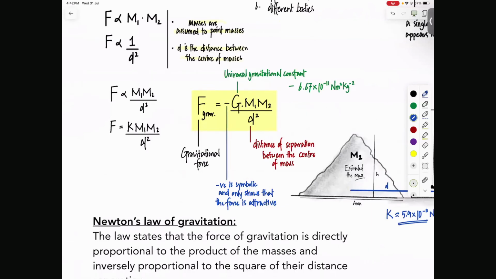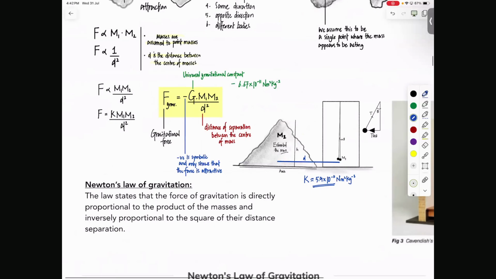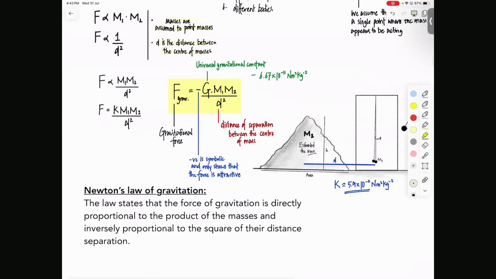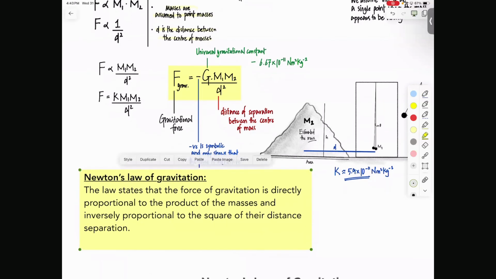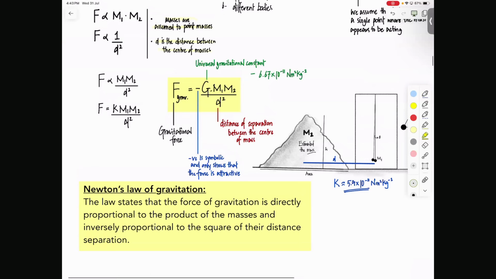Right, so there you go. এই জিনিসটা তোমাদের নোটসে নাই, এটা একটু কপি করে নাও। This is the law. 3 মার্কসের জন্য আসে Newton's law of gravitation. So Newton's law of gravitation কি স্টেট করে? খুবই straightforward. You just basically describe the formula. The law states that the force of gravitation is directly proportional to the product of the masses and inversely proportional to the square of their distance of separation.